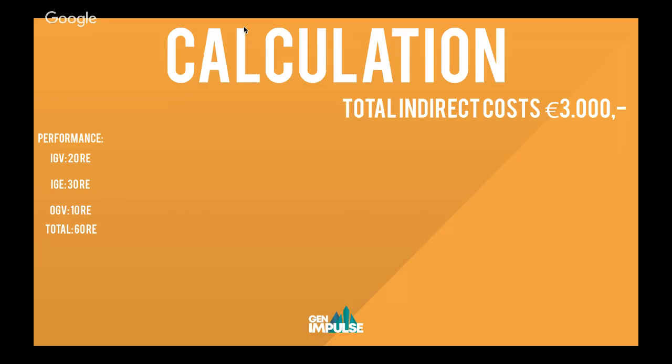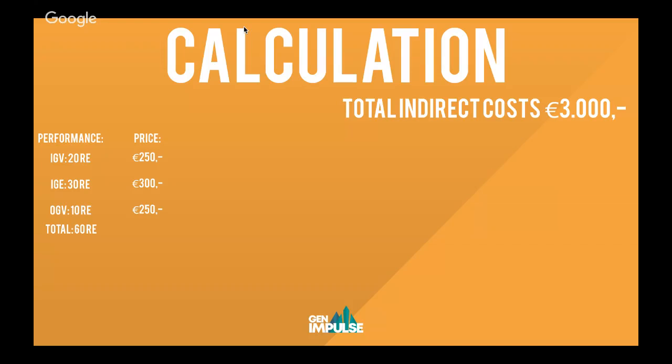So for example, according to this, IGV is 20 divided by 60, which is 1/3, 0.333 of the total indirect costs. However, that's only one factor. So only one factor of what it should take is decided by this one.